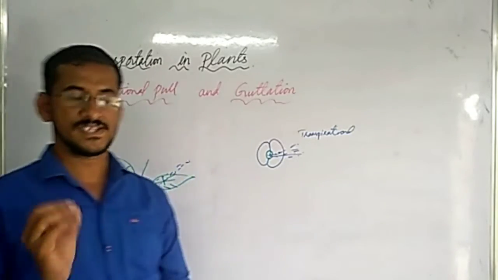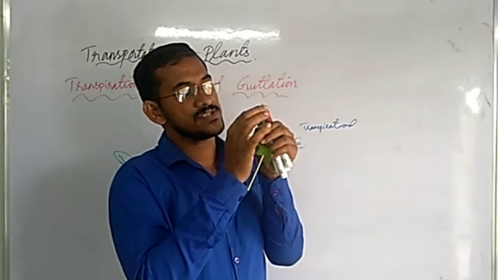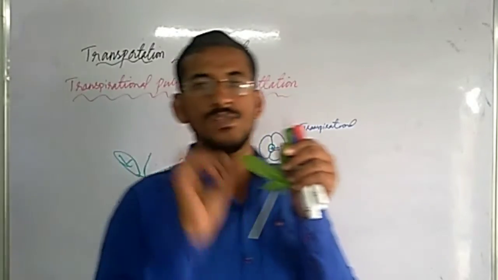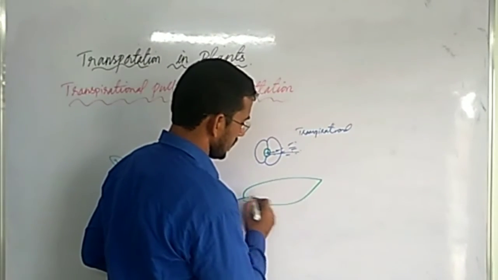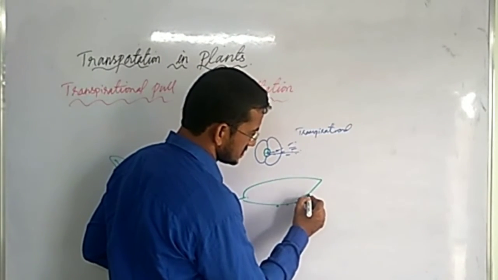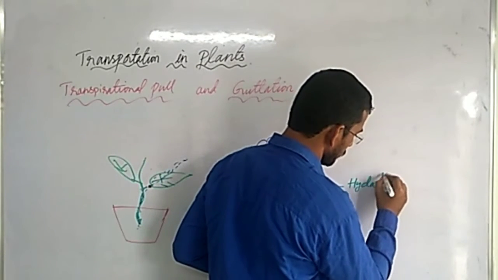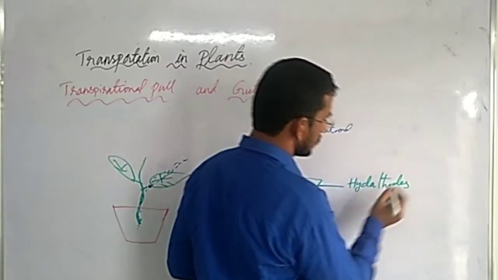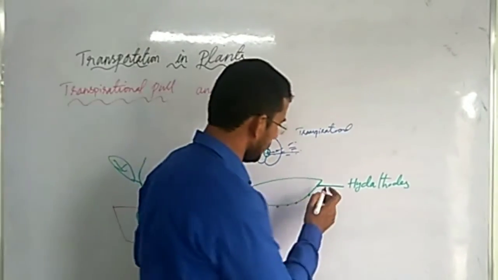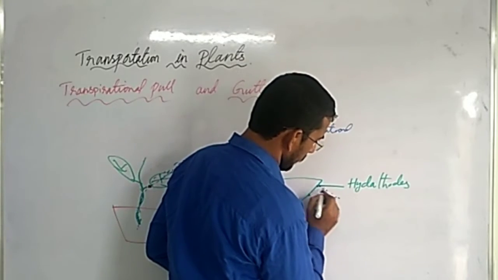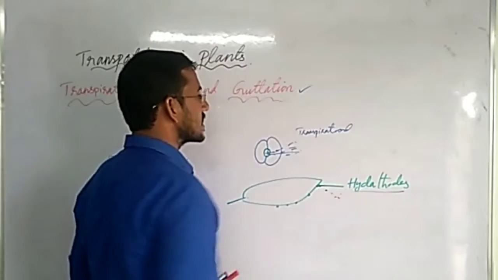Now, what is guttation? Let us understand guttation. So this is a leaf and these are leaf margins. In the leaf margin, some holes are present. They are called hydathodes. From these holes, water is evaporated. When water is evaporated from these hydathodes, this is called guttation.